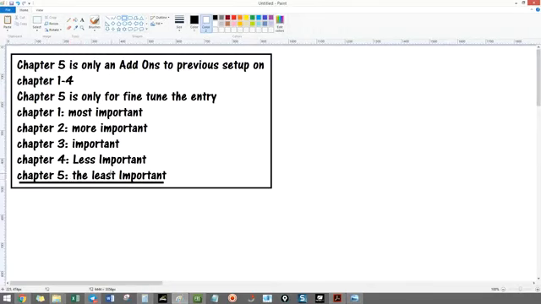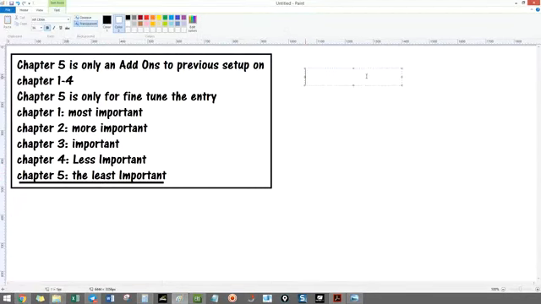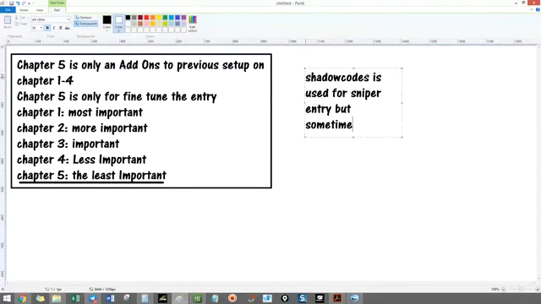Okay, so during my time, I won the sniper entry with 1 pip, but sometimes if you miss the trade, you will not be able to have food in your plate. Okay, so sniper entry is just for show off. Okay, I will note down here. Shadow codes is used for sniper entry. Sometimes you will miss the trade by just a few hits.